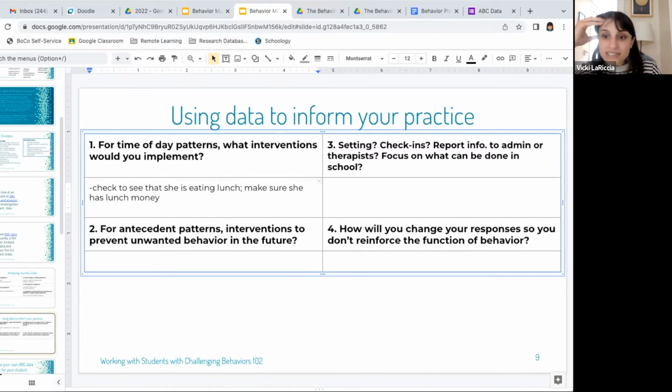And then someone else says offering a space. Oh, so like when he said offering a space with fewer people, maybe lunchtime's kind of chaotic and if she has a quieter space to eat, that might help.